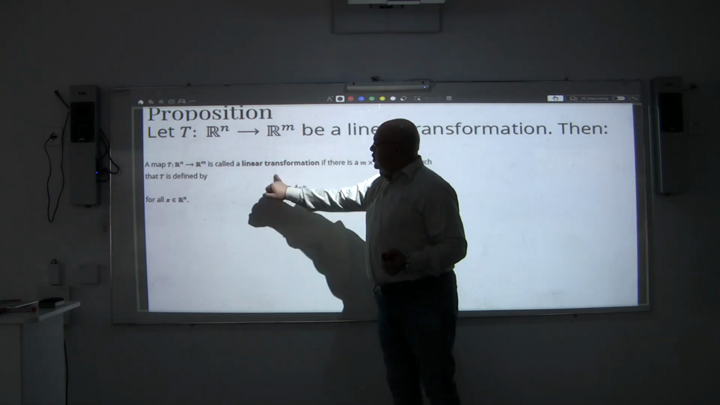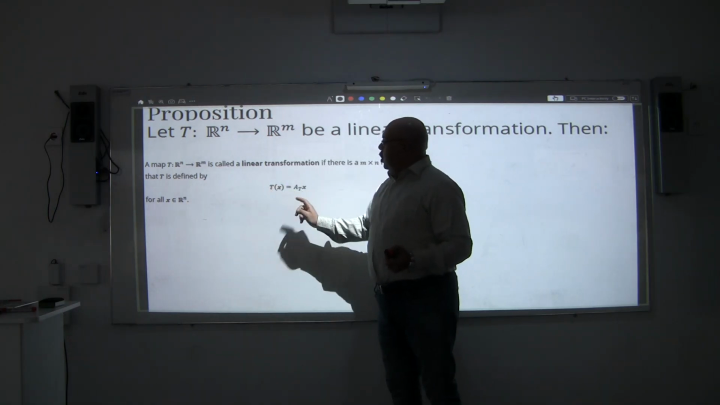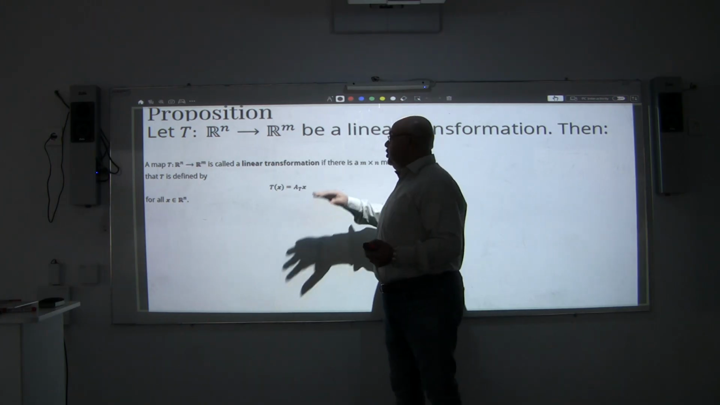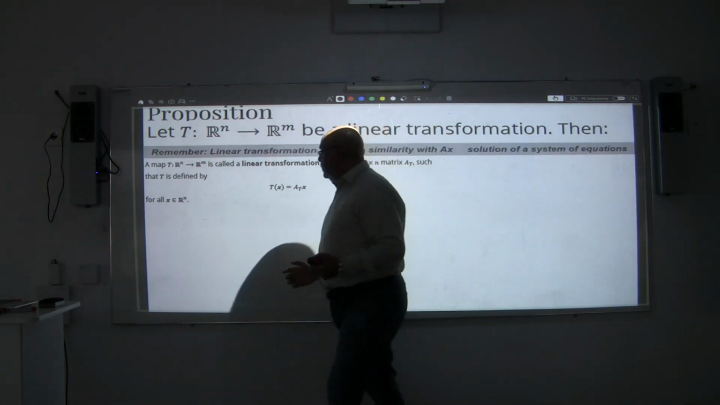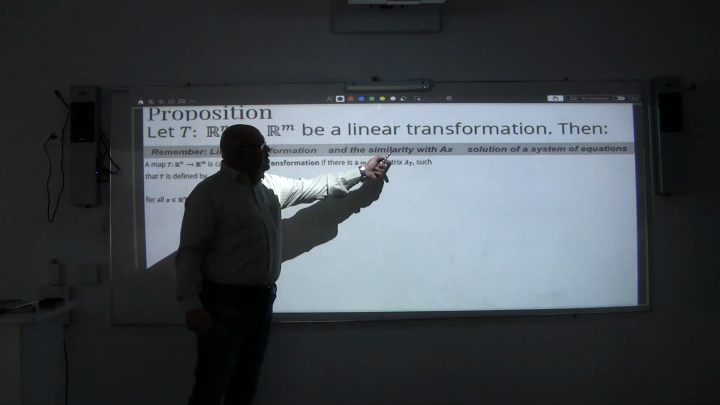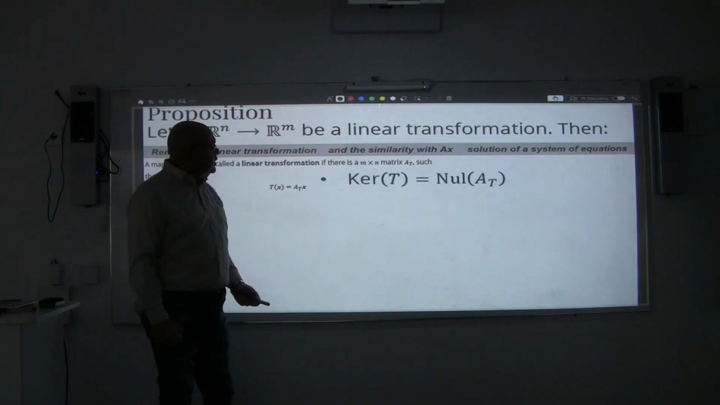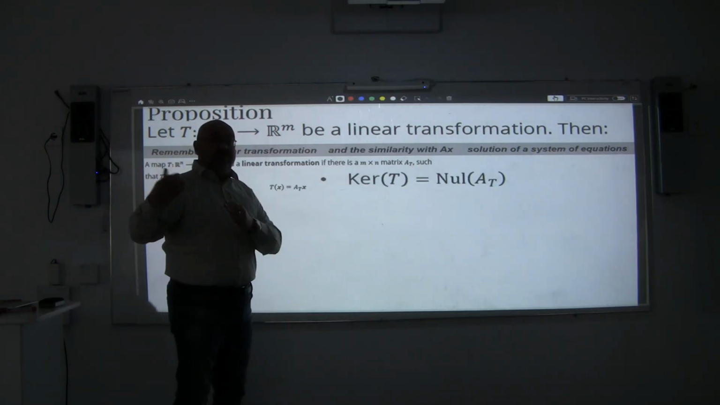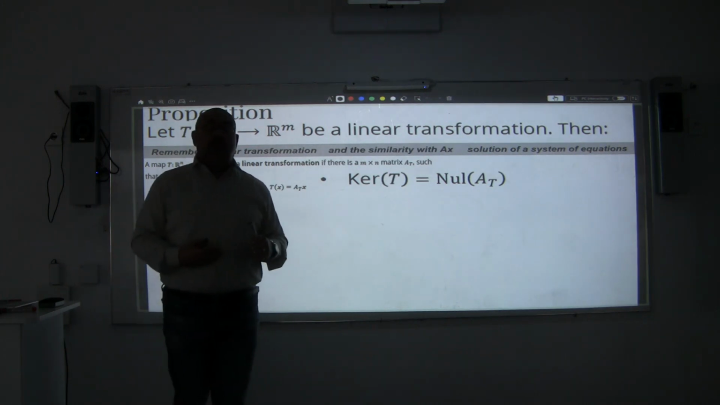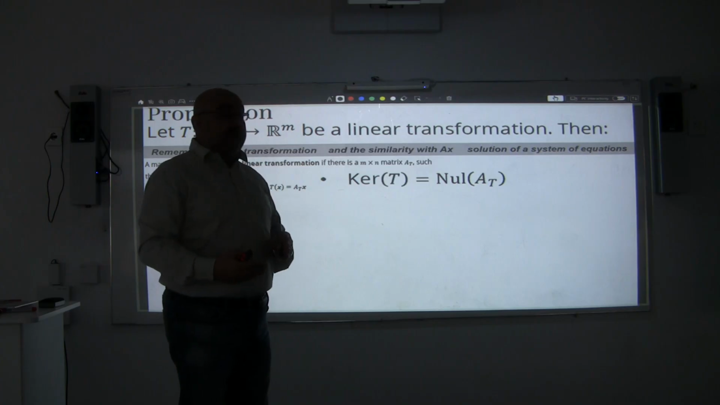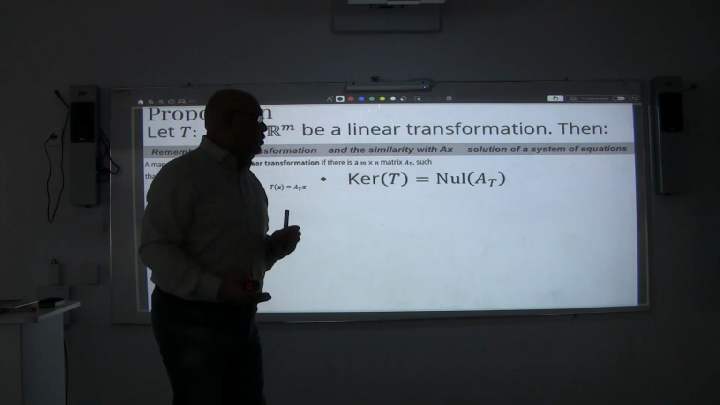Remember that for a linear transformation, we will have the matrix of the linear transformation times the vector x. So once more, remember linear transformation has a similarity with AX, the solution of a system of equations. I want you to know that the kernel of T, which we already defined in the linear transformation, is the set of vectors whose images are mapped to 0, which is completely like solving a homogeneous system, A times X equal to 0.